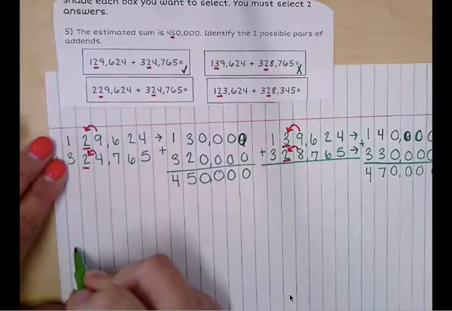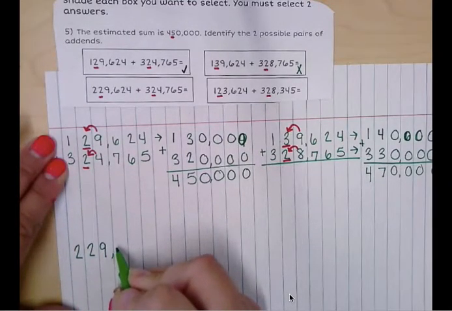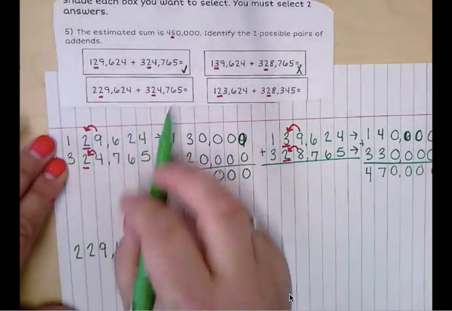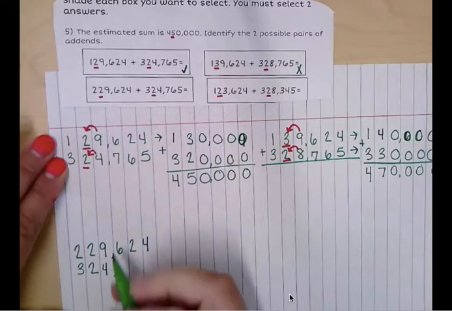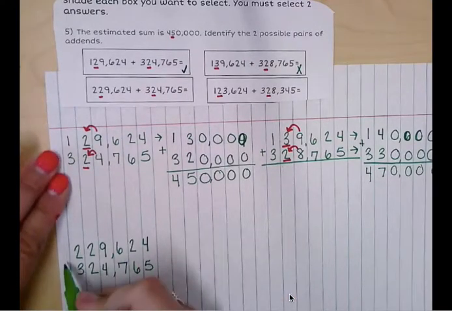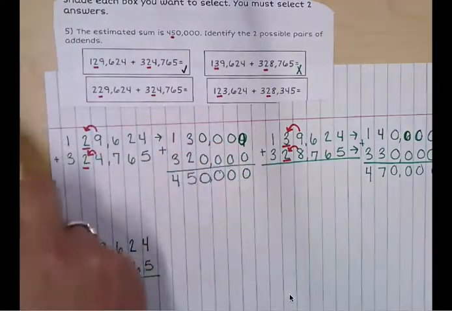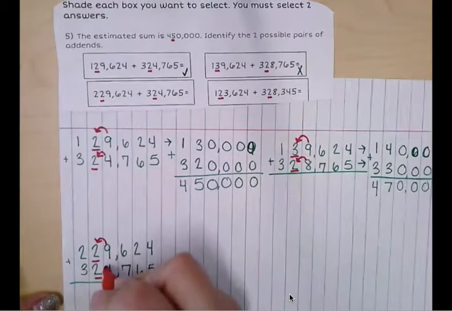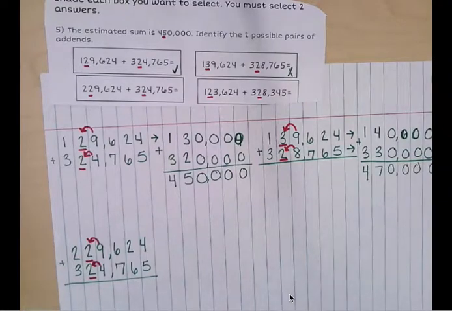229,624 plus 324,765. Now I've already realized that the 2s are in my 10,000s place. So I'm going to go ahead and underline those. That 9 and that 4 are directly to the right of it, directly behind those digits.